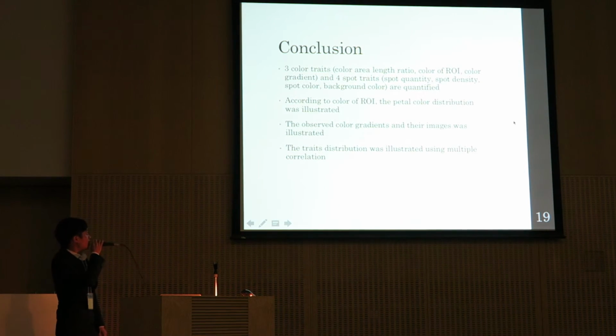So, in this study, 3 color traits and 4 spot traits were quantified. And according to color of ROI, the petal color distribution was illustrated. And then the observed color gradient and their images were illustrated. And the trait distribution was illustrated using multiple correlation.